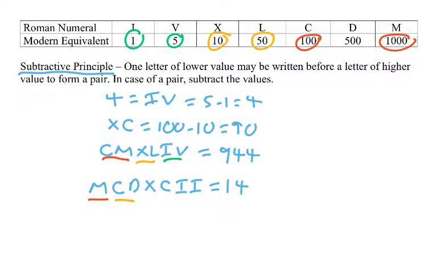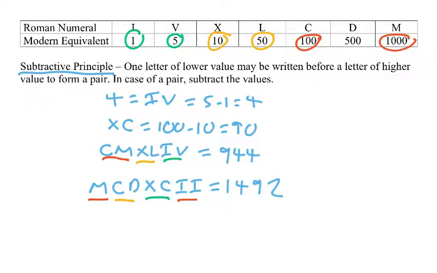Okay, let's keep going from there. Here would be another example of a place where you have a smaller value in front of a larger. The X is 10 and the C is 100, so you're subtracting 100 minus 10. That gives you 90, 1,490, and then finally, this is not a subtractive pair. You just have two ones, and so that represents simply the number 2. And this is the famous year, 1492. Hope that went well for you.